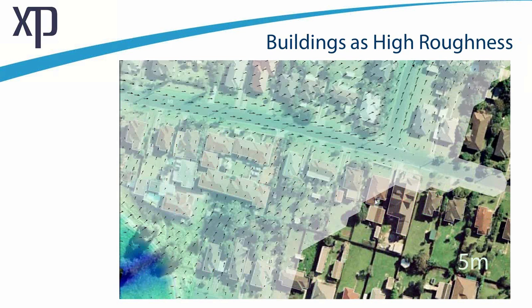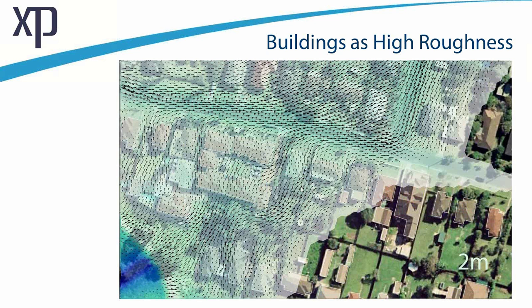The third option was modeling as a high roughness, a high Manning's N value. And at a 5 meter resolution, you do get some differentiation between a bit faster flow between them, but not as much as maybe we would like. When you go to a 2 meter resolution, it's a bit more pronounced, and maybe these buildings need to have an even higher roughness. But the advantage of using a higher roughness is, of course, if your grid resolution is too coarse to represent the gaps between the buildings, then you really have no option other than to use a high Manning's N.